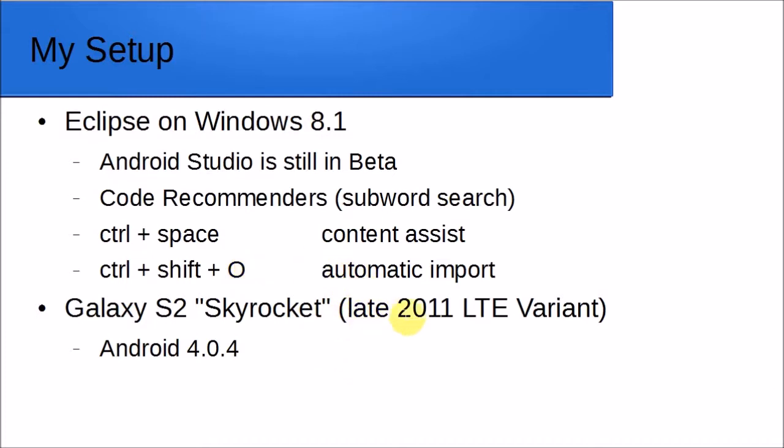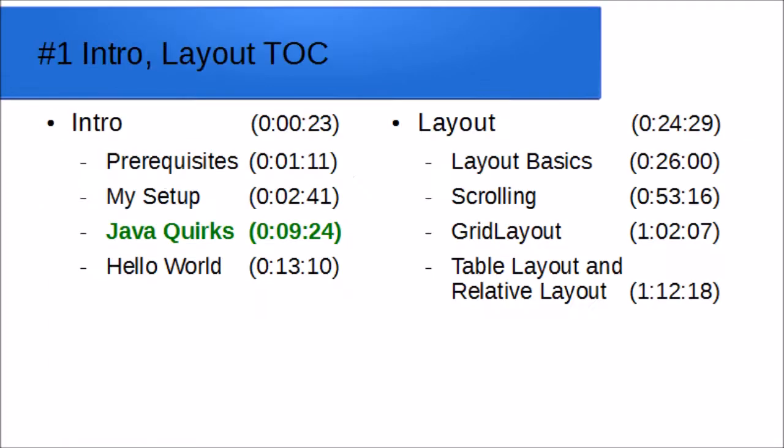The phone I'm using is the Galaxy S2, but it's the Skyrocket. It's one of the first LTE phones available here in the US. The important thing is that this one is using Android 4. So Android 4 is a big milestone, and a lot of these API functions that work in Android 4 won't work in previous Android versions. But nowadays, if you get a new phone, it's going to be Android 4.